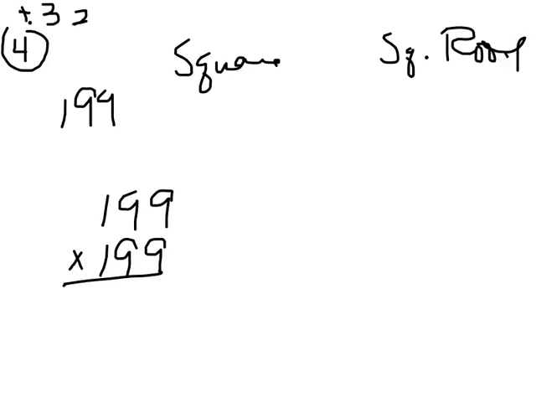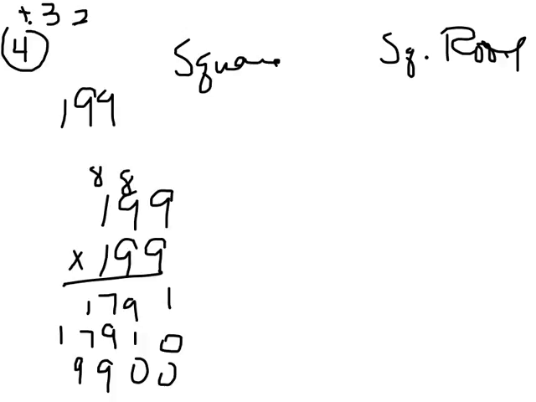9 times 9 is 81. Put down your 1, carry your 8. 9 times 9 is 81. Plus 8 is 89. Put down your 9, carry your 8. 9 times 1 is 9, and 8 makes 17. Now the next number is also a 9, so I'm just going to put down a 0 and then copy all those. Okay, so that's good. Yeah, and then you just need 2 zeros, and 1 times 199 is 199.